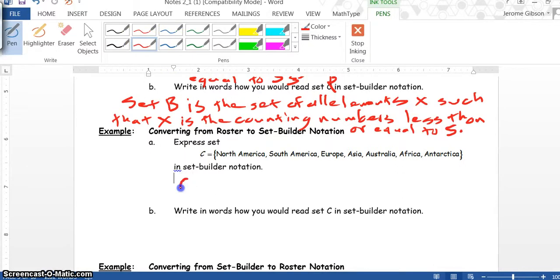We'll write this as set C is equal to, we will put our brace, X such that X is an element of, X is the continents.